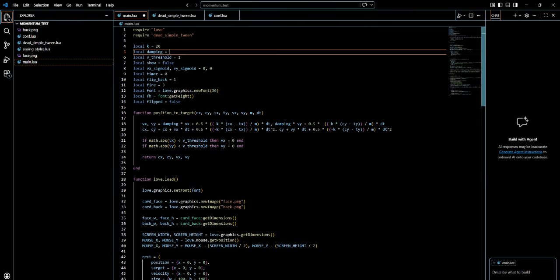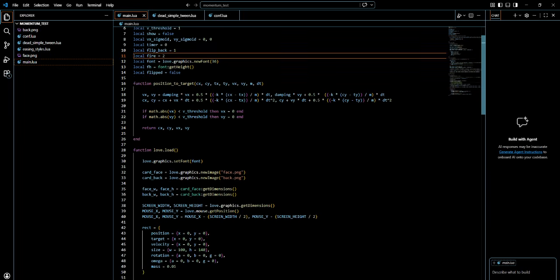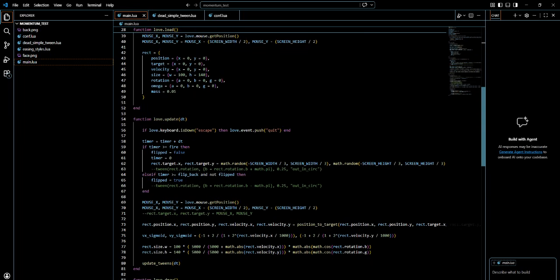But anyway, let me go change those back. So damping of 0.85, fire of 2. And I can also change it back around one more time and switch it back here.